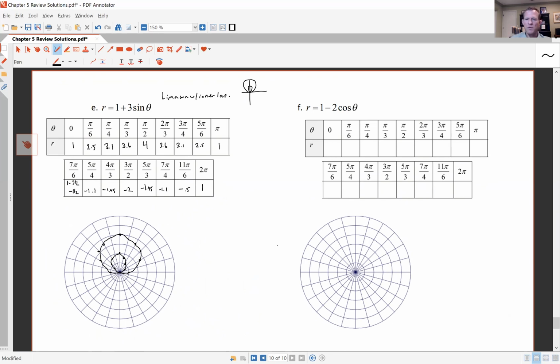Letter F, very similar: 1 minus 2 cosine theta. This is also a limaçon with inner loop, but this has symmetry about the polar axis. And as we're going to see, because the negative is in front of that, the symmetry about the polar axis is going to be on the other side. All right, cosine of 0 is 1. 1 minus 2 is negative 1. Cosine of 30 is root 3 over 2. 1 minus root 3 is around 0.7.